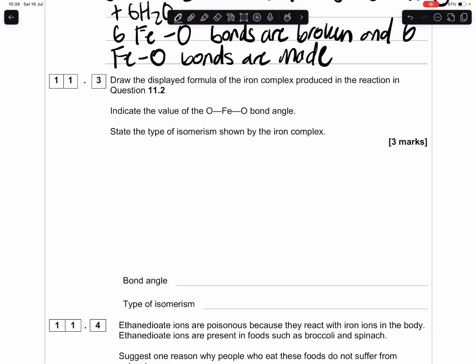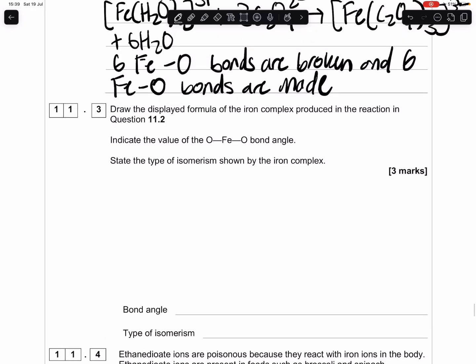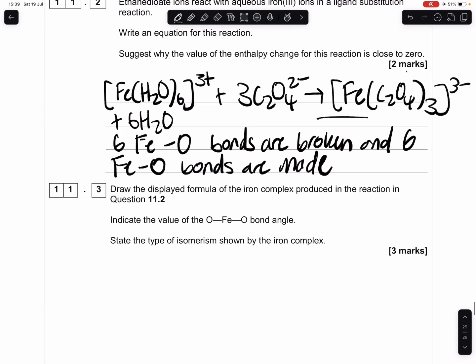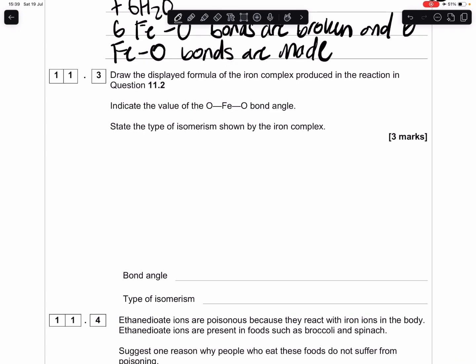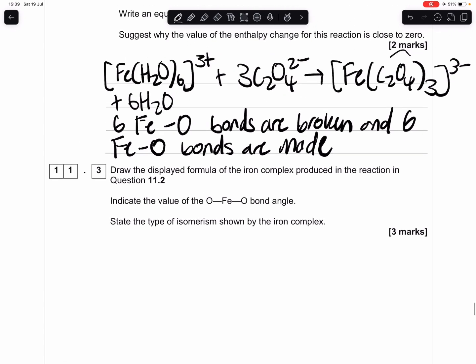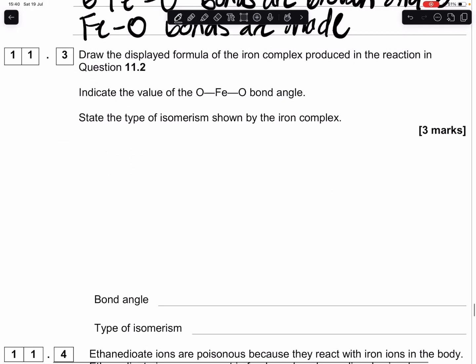Draw the displayed formula of the iron complex produced in the reaction in 11.2 and indicate the value of the O-Fe-O bond angle. State the type of isomerism shown by the iron complex. So the product here is our Fe, coordinated with our C2O4 bidentate ligands. We need to draw its displayed formula, showing all the bonds. It's still got a coordination number of 6, because 3 bidentate ligands give 6 coordinate bonds. So it's still going to be octahedral.